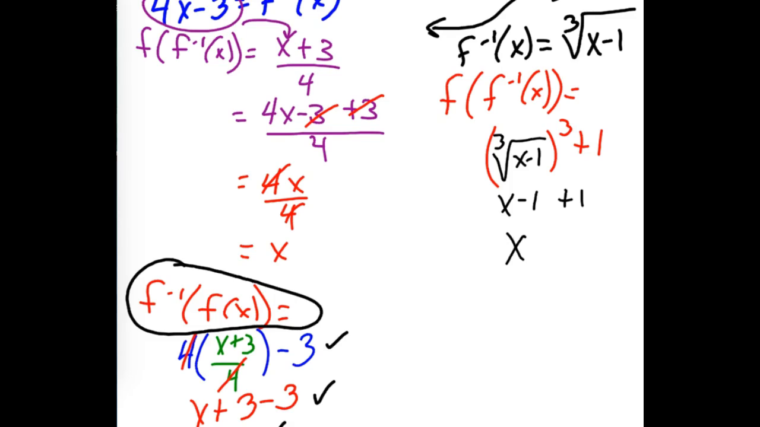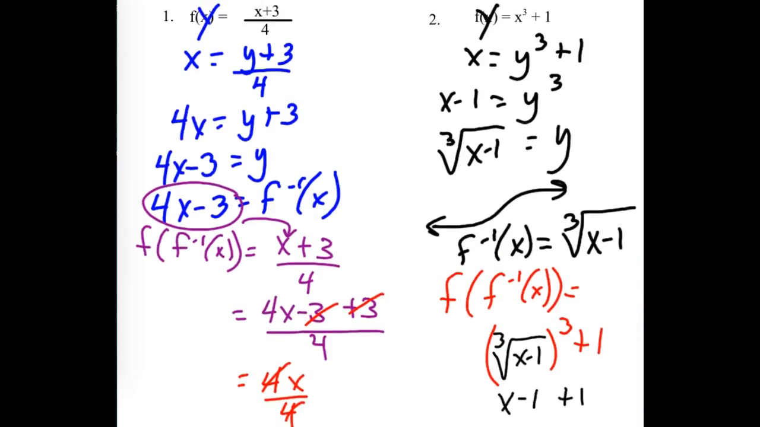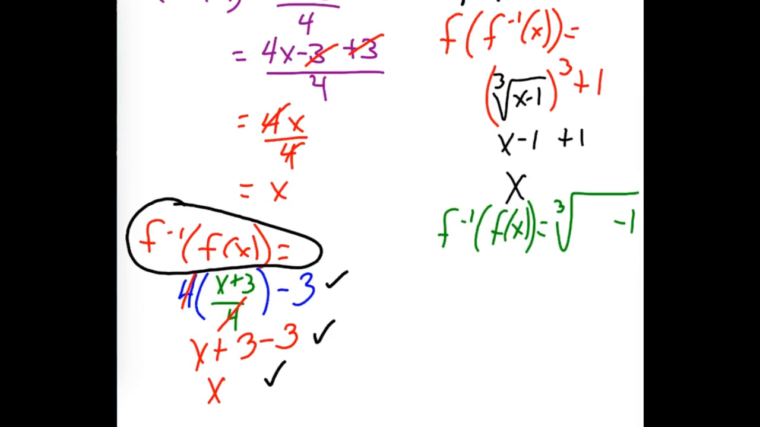Okay, then we're going to do the other composition. So starting with the inverse function and dumping in the original. Our inverse was the cube root of something minus 1, and what we are dumping into it was our original function, x cubed plus 1.